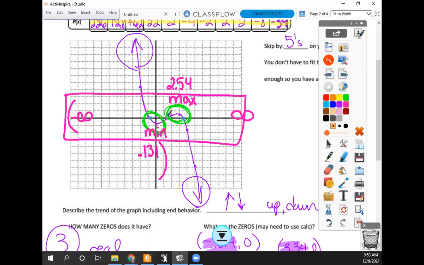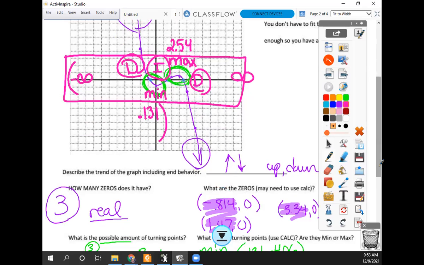Then what does it do? And then what does it do? Good. Let's do that again. Tell me what's happening. Good. So I hear decreasing, increasing, decreasing. You just did, and now all we have to do is put the appropriate intervals on there. You got those right. Here's how I do that.